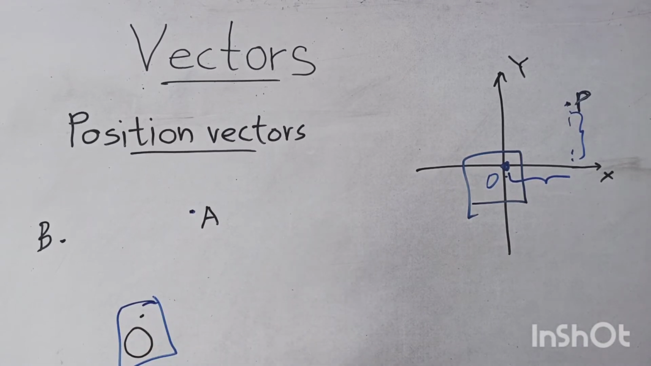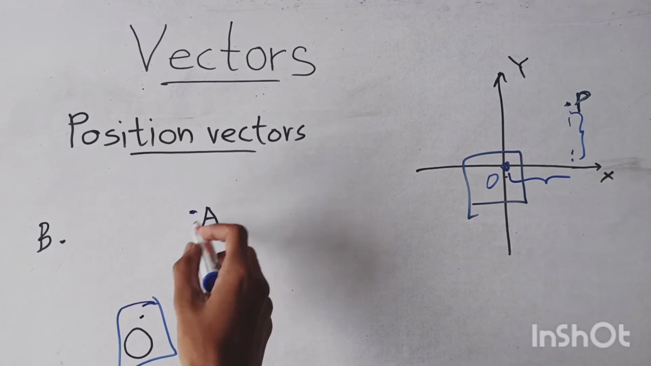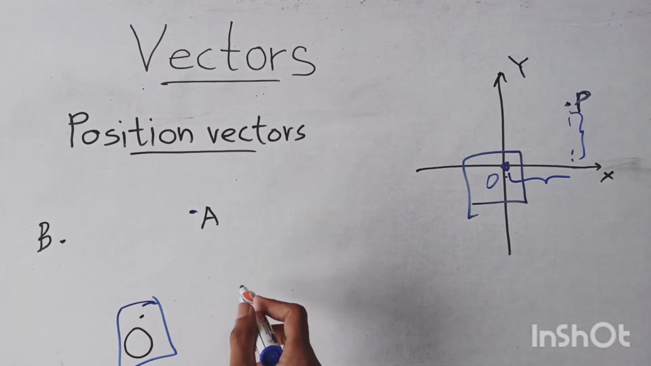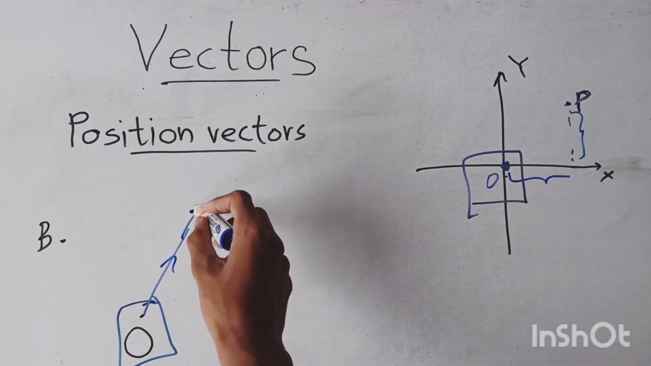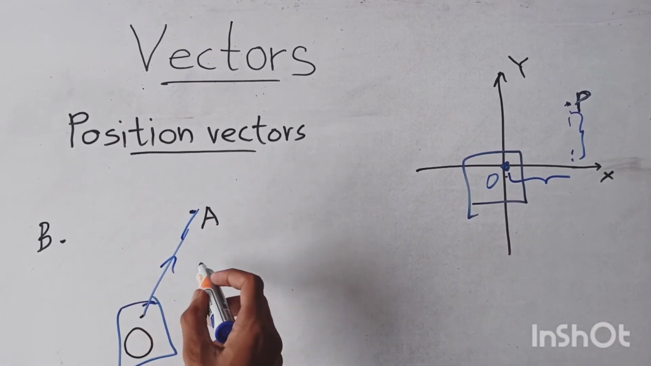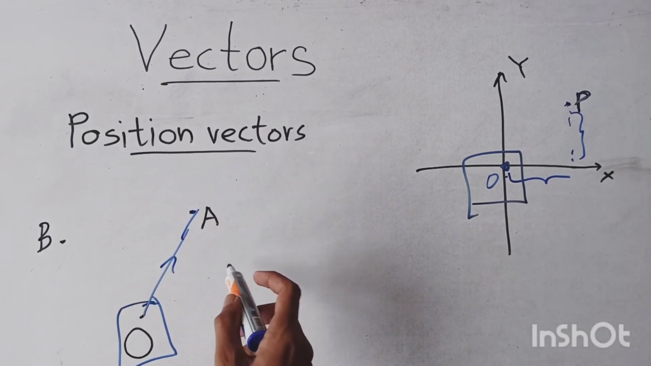In vectors, we use the term position vectors to describe the location of a point. We can describe the location of point A using this vector. This is called vector OA. This is also the position vector of A.